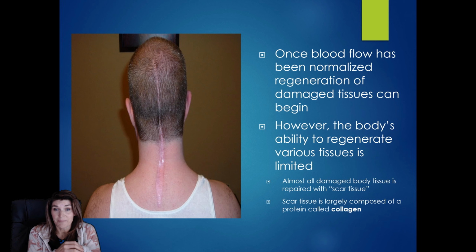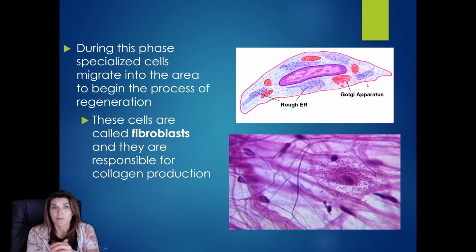And at this point he has passed the acute phase, and now his body is going, okay, we're going to regenerate the repaired tissue with scar tissue. Scar tissue is primarily collagen, and collagen comes from fibroblasts. These are special types of cells that are specialized and used within this process of regeneration, and they are responsible for collagen production.